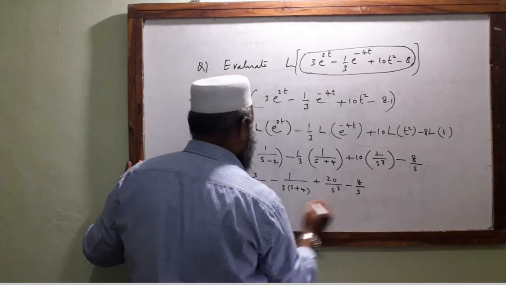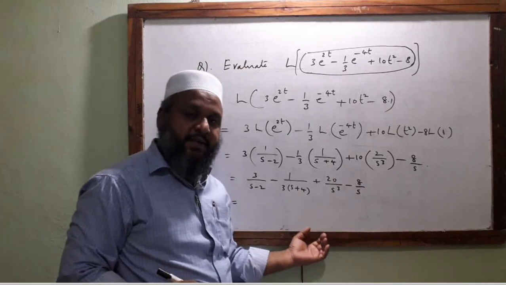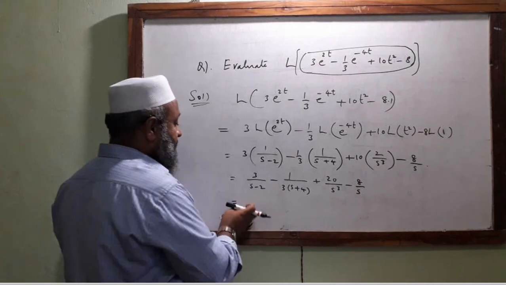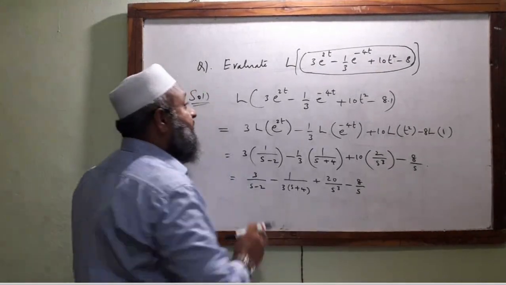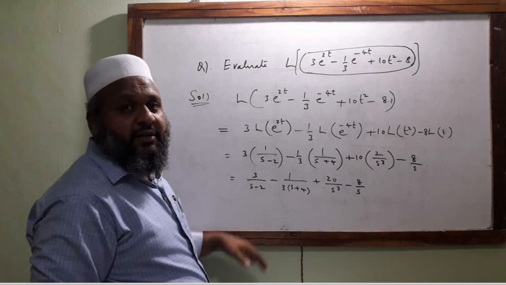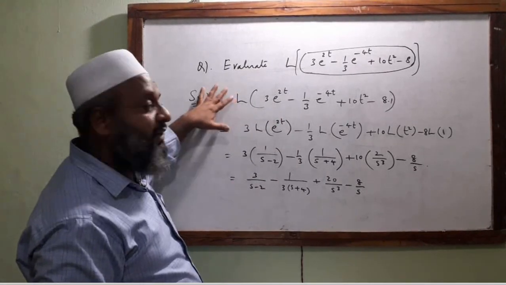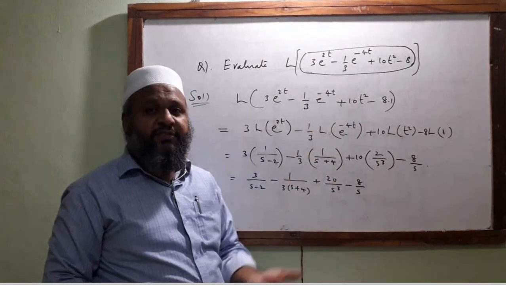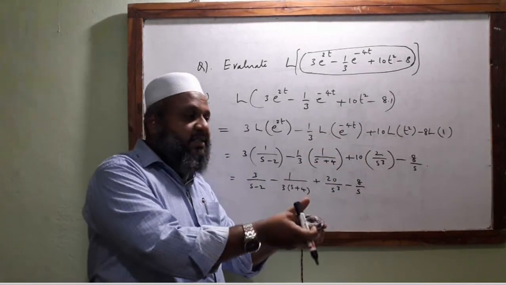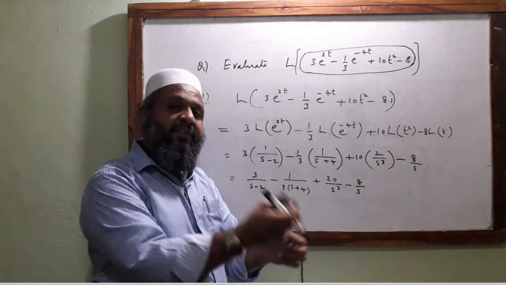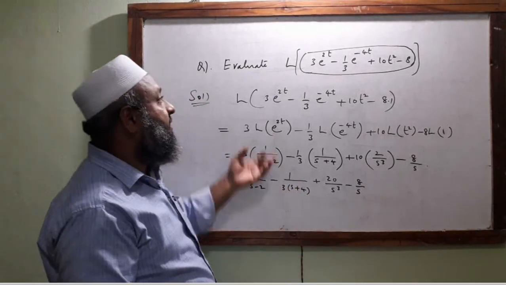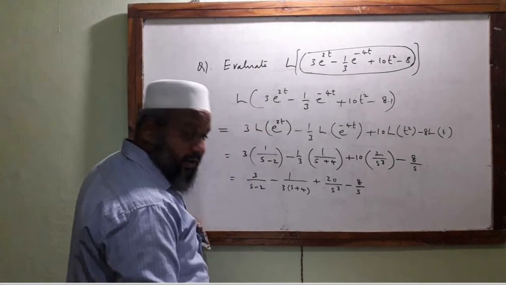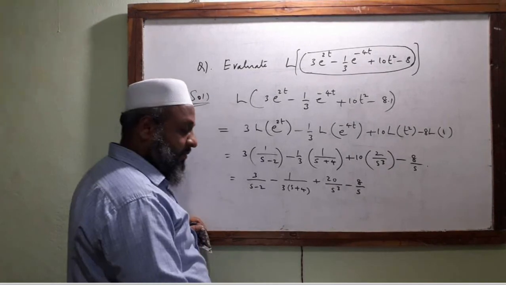minus 8 by s. No need of taking the LCM and simplifying it into a different expression, no need. If you want you can do it, but there is no need for that. So this is the Laplace transform for this one. So this is done by using the linearity property of Laplace transforms. While talking about the inverse Laplace transform, I said that we can take the constant out and send it inside. That is answered: we can take the constant outside. This depends upon the linearity property of Laplace transforms.